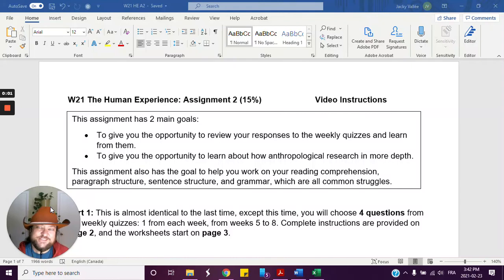Hi everyone. So here is the moment you've all been waiting for, the instructions for our second big assignment. Yay! I know you're all so excited about assignments.